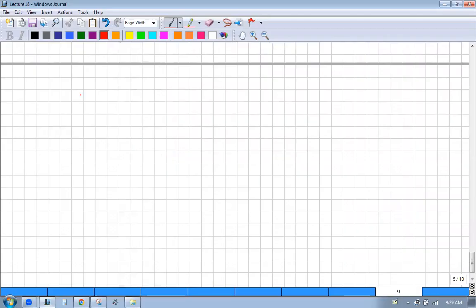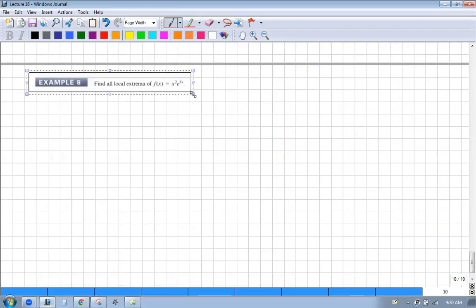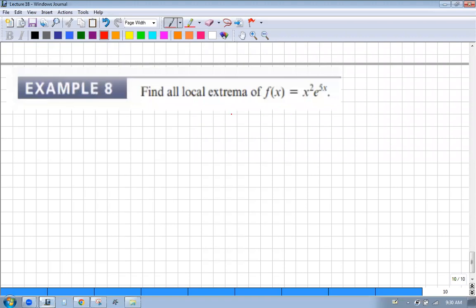There we go. This one just has an e to the x in it, right? Find local extrema. Okay, first derivative test, right? So our first derivative, we'll do the product rule. I'll do first function times the derivative of the second. The derivative of the e to the stuff is e to the stuff times the derivative of the stuff.